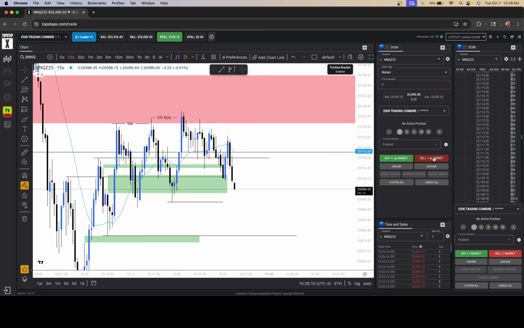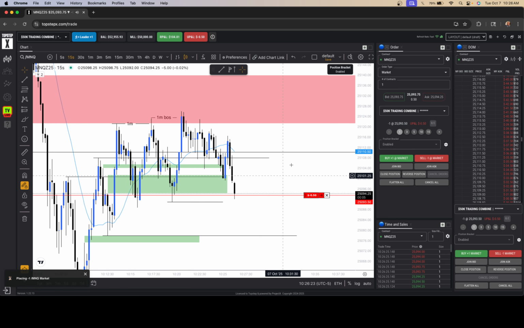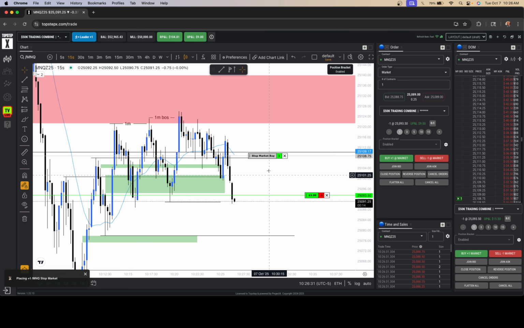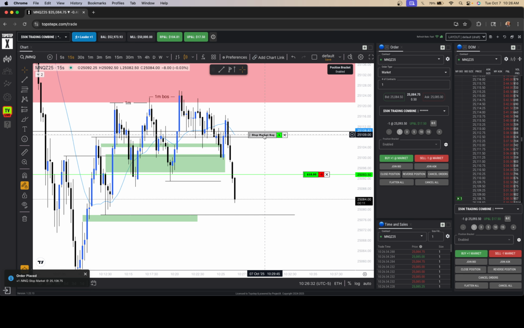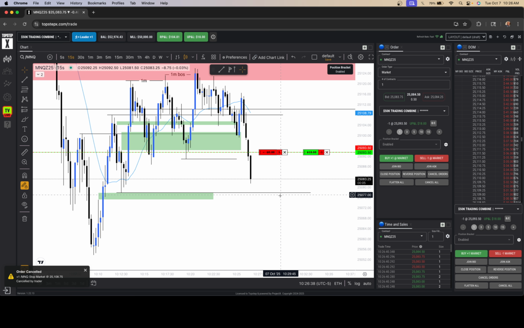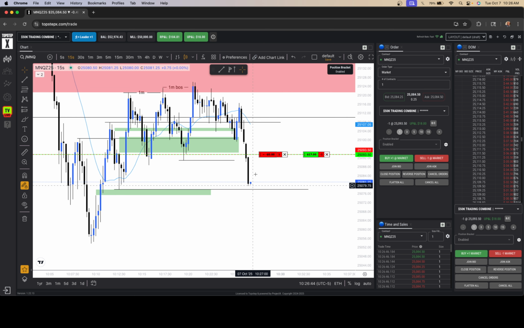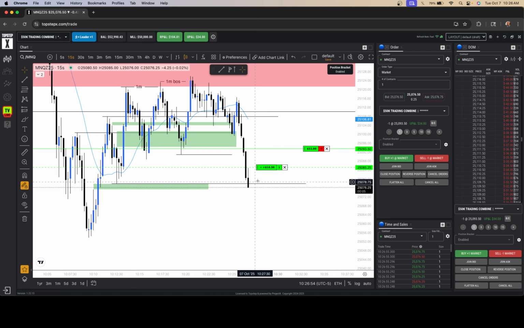So I'm thinking about selling. I'm gonna sell. Order filled. This is when we go break even. This is kind of like the TP spot. We could either reject from here or break the low. So we're just going to trail. We do expect a little reaction out of here, but we're going to trail.